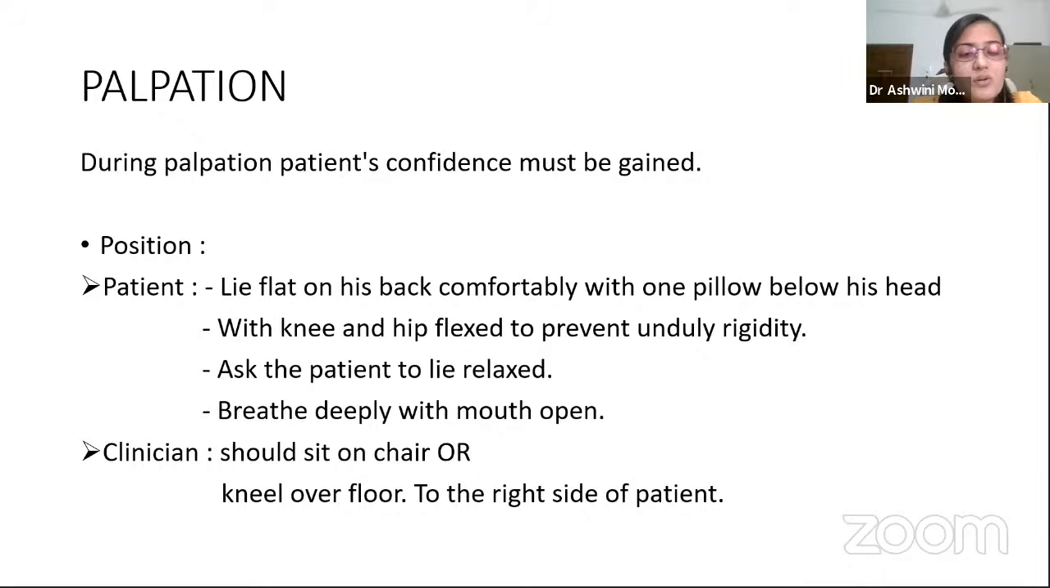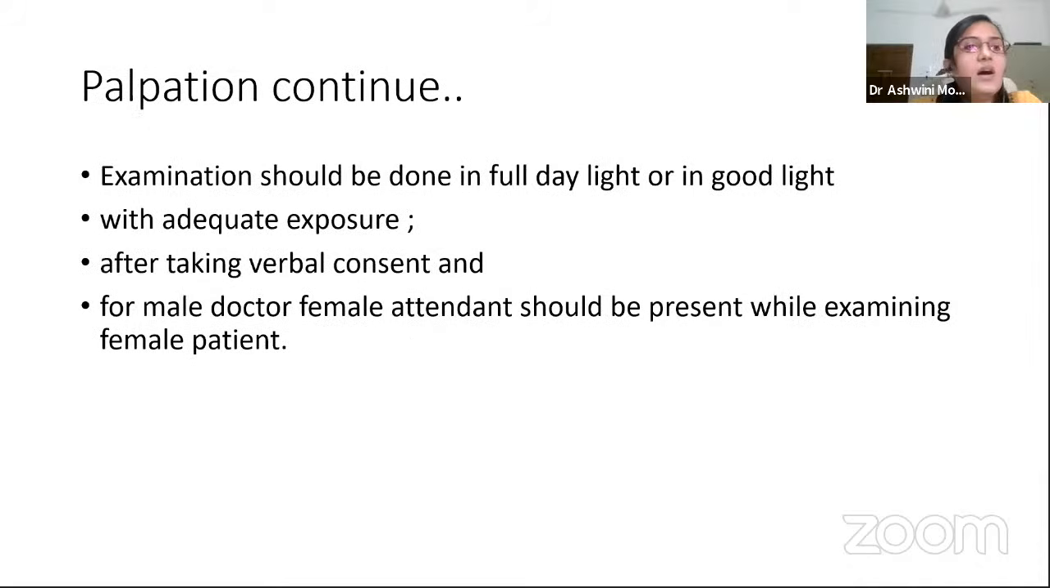The clinician should sit on a chair, or kneel on the floor, on the right side of the patient, as in inspection. Examination should be done in full daylight or in good light, as we have done in inspection, with adequate exposure, again after taking verbal consent. And again, if a male doctor is palpating or examining the patient, a female attendant should be there.